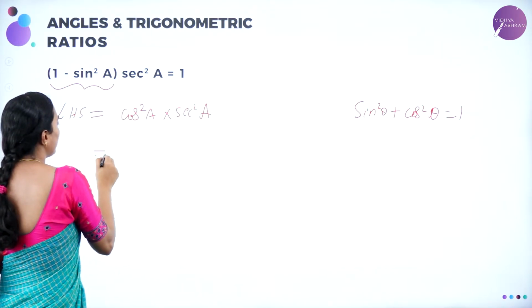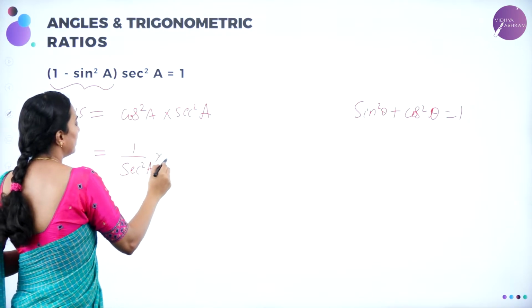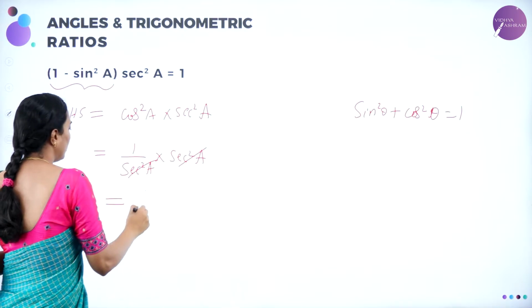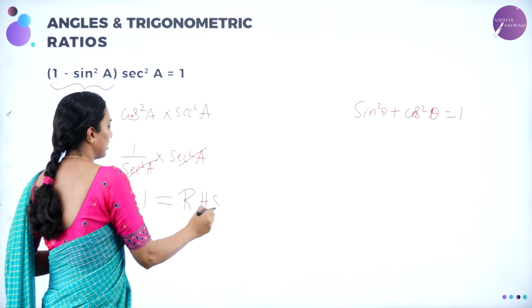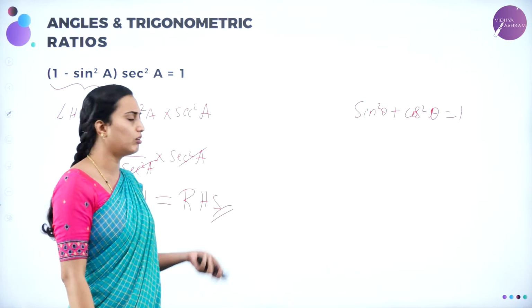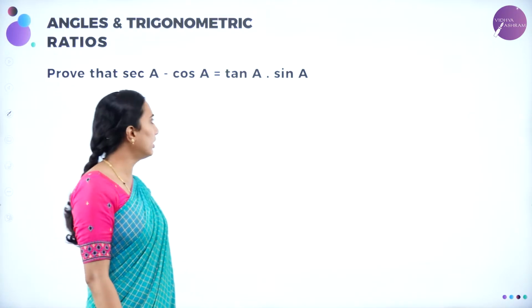Now any one of them you can write as a reciprocal. Cos squared A only I can write as secant squared A. So these two will get cancelled. You are going to remain with the answer 1, which is your RHS. Correct? These are all very easy problems by using the trigonometric identities. We'll move on to the next one.